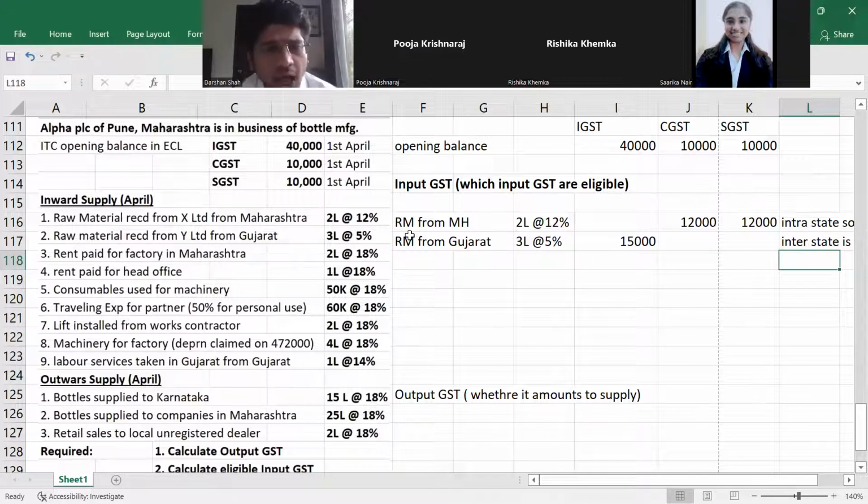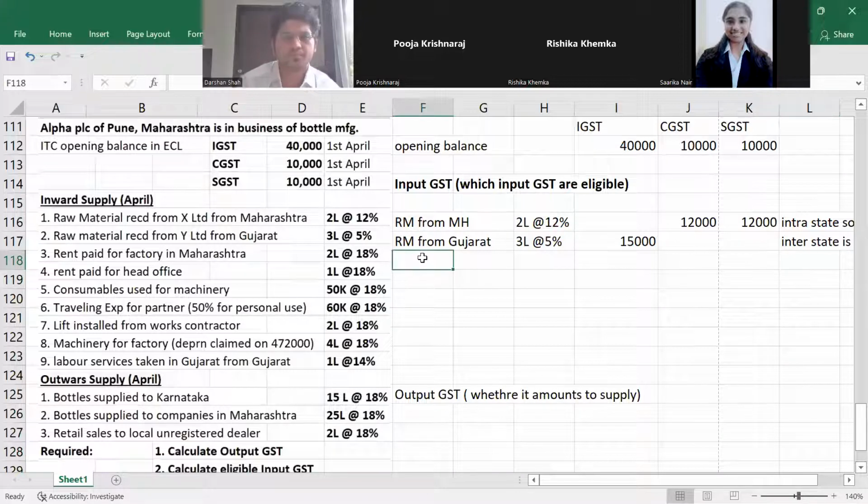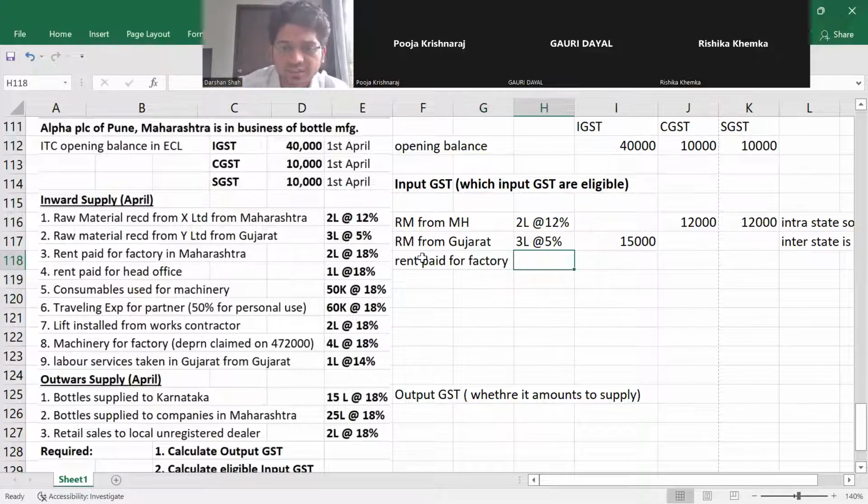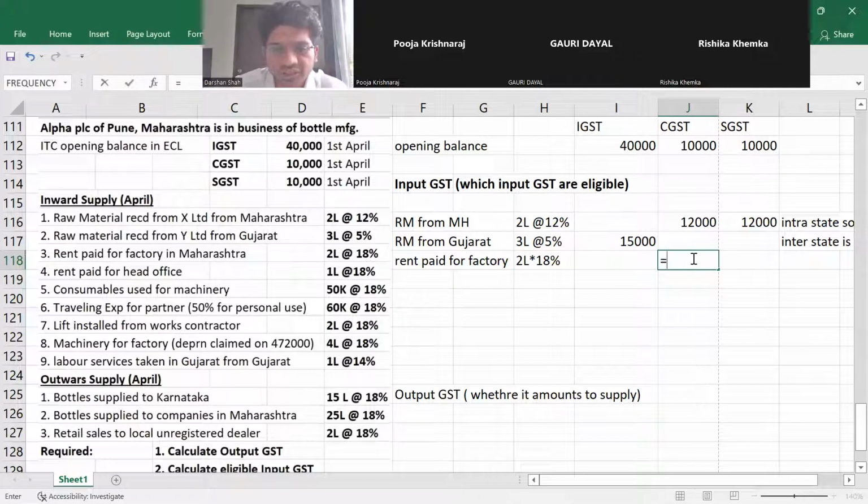Okay. Next. I'm a manufacturing company. Rent paid for factory. Eligible input or not? Factory rent for the furtherance of business or not? Yes, sir. Eligible, no problem. And it is in Maharashtra only, within the same state. So 2 lakh into 18% will be divided again between CGST and SGST. So that will be 2 lakh into 9%, 9%: 18,000.